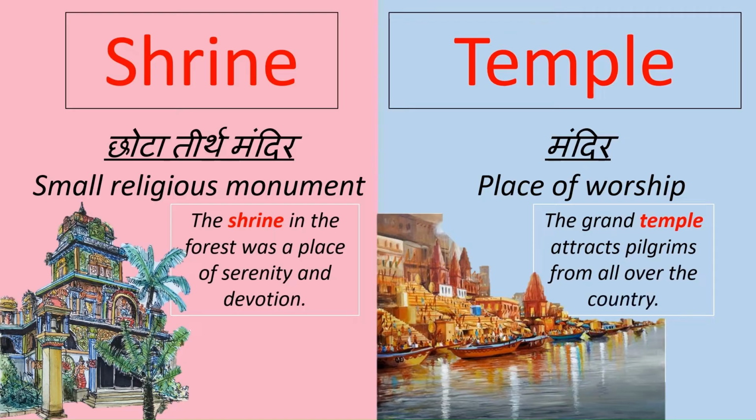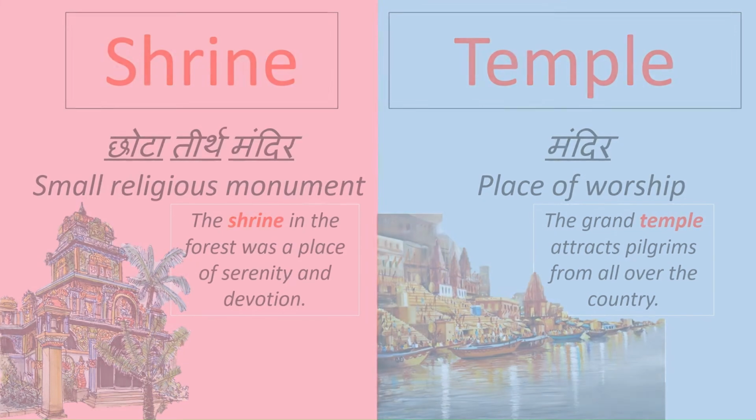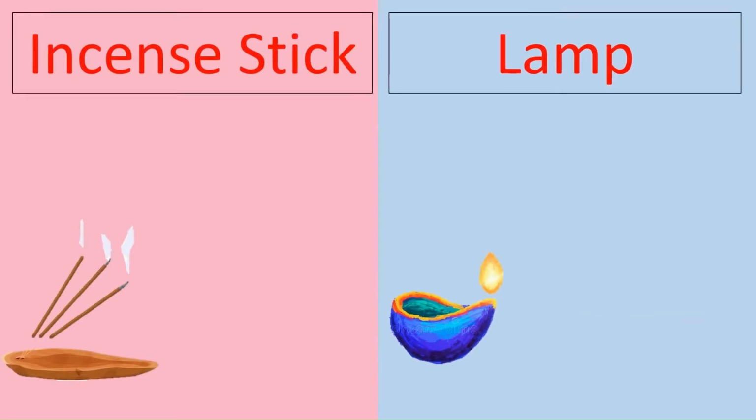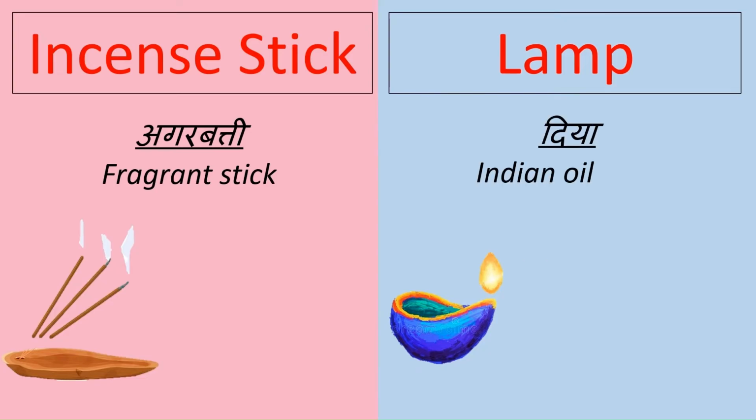It's time to move to the next pair of words, which are incense stick versus lamp. Incense stick, which means agarbatti, fragrance stick, and lamp means diya, the Indian oil lamp. Okay? Let's try to use them in sentences.